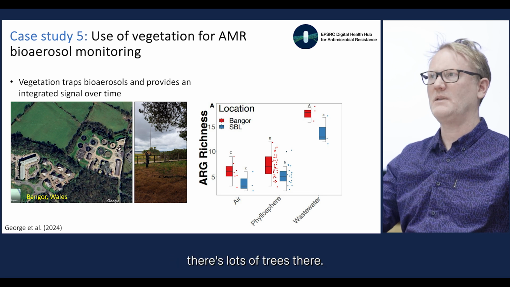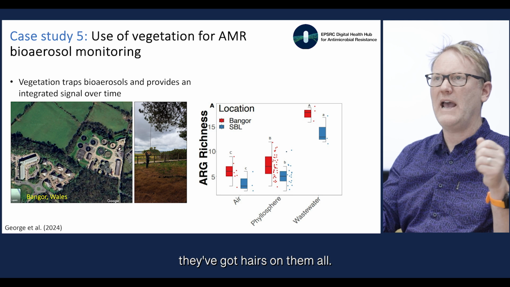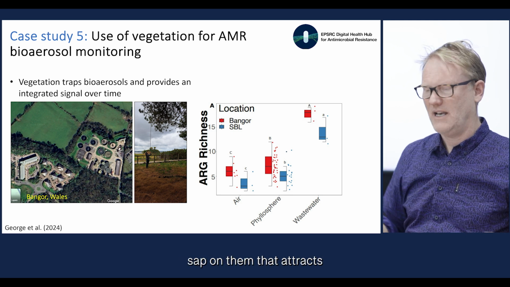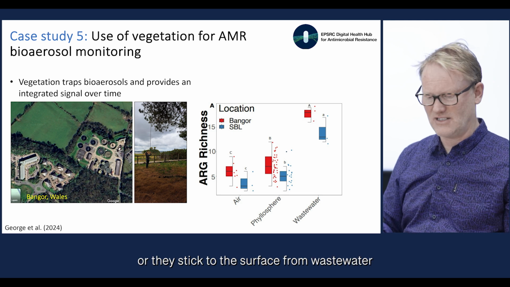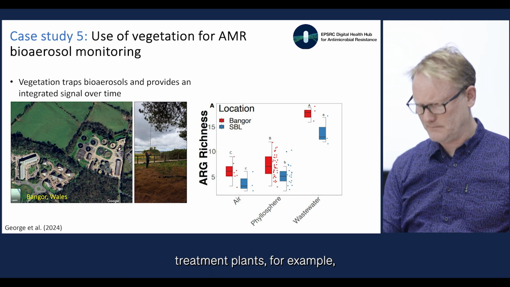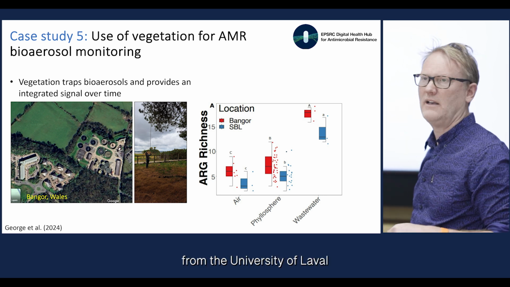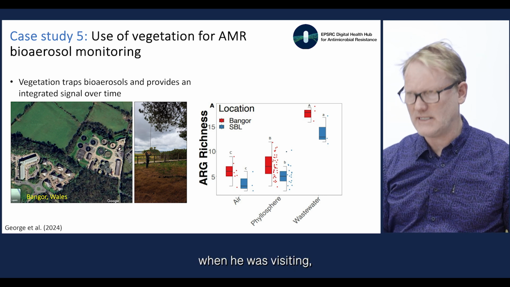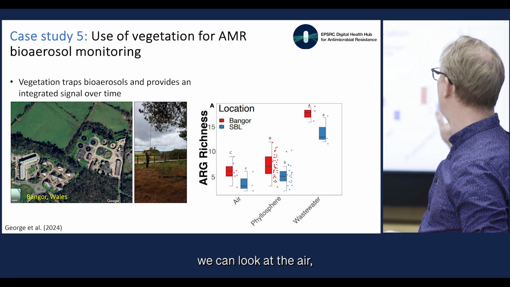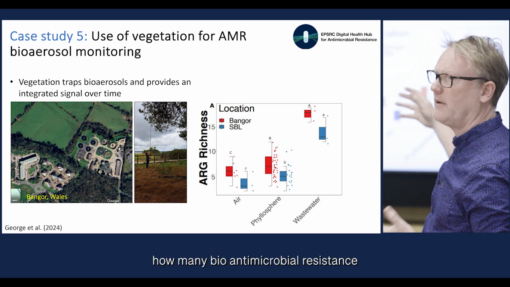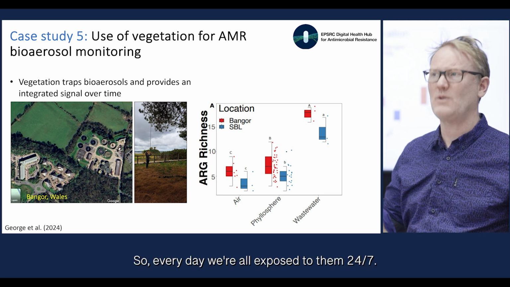So if you look outside the room, there's lots of trees there. If you look at the surfaces of the leaves, they've got hairs on them or they've got sticky sap on them that attracts antimicrobial resistance genes, or they stick to the surface from wastewater treatment plants, for example, which is the picture there from Bangor. And then we've got Paul George here from the University of Laval when he was visiting, taking samples of trees. And then when we look at them, we can look at the air, how many antimicrobial resistance genes exist in the air. So every day we're all exposed to them 24/7.